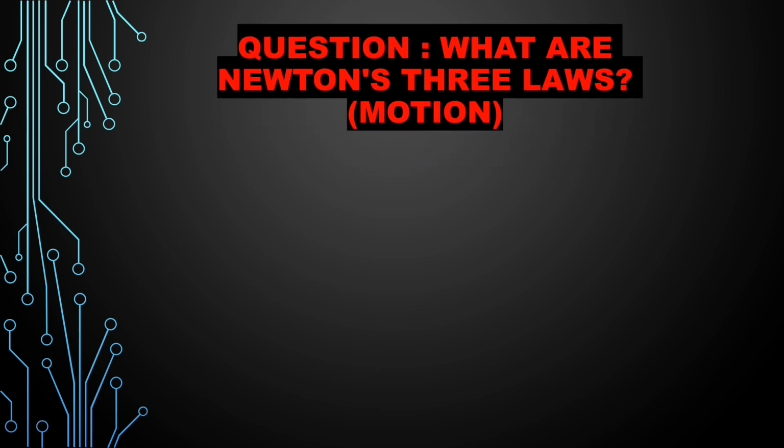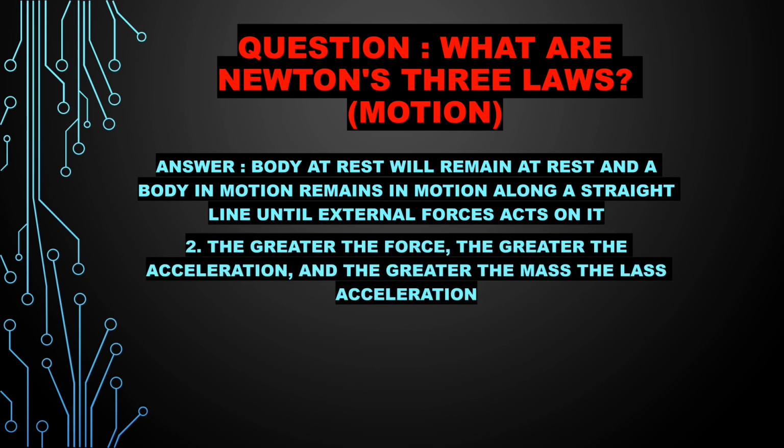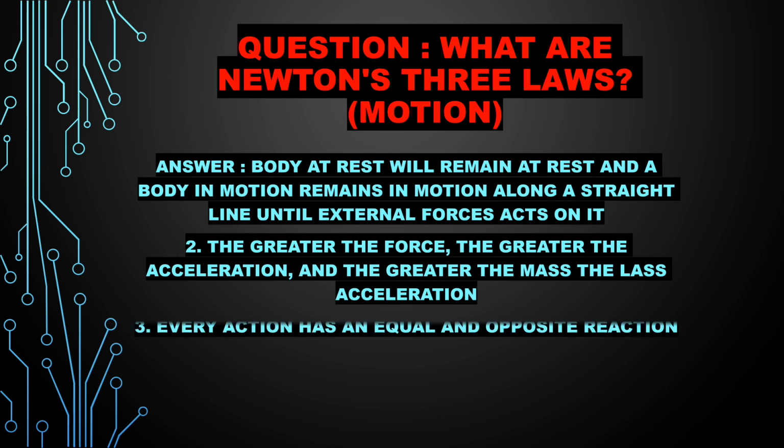Question. What are Newton's three laws of motion? Answer. 1. A body at rest will remain at rest and a body in motion remains in motion along a straight line until external forces act on it. 2. The greater the force, the greater the acceleration, and the greater the mass, the less acceleration. 3. Every action has an equal and opposite reaction.